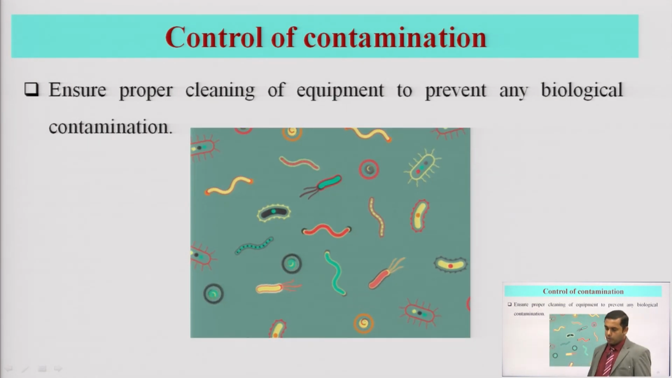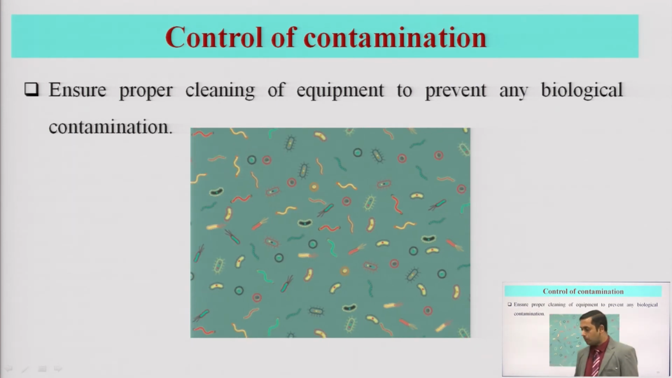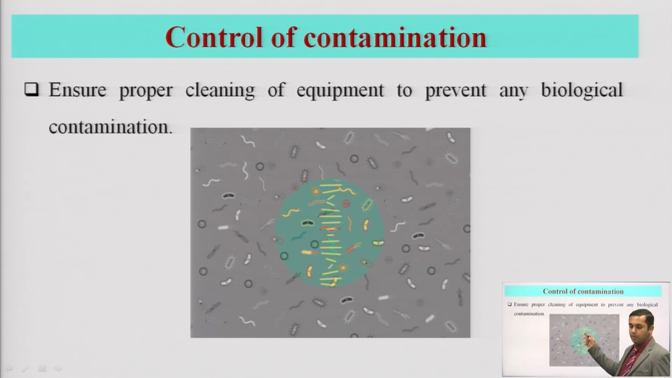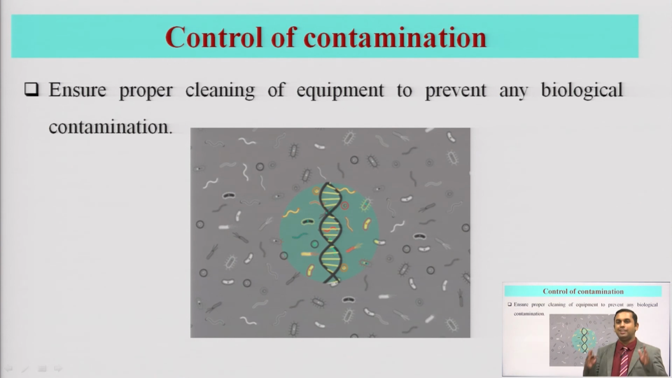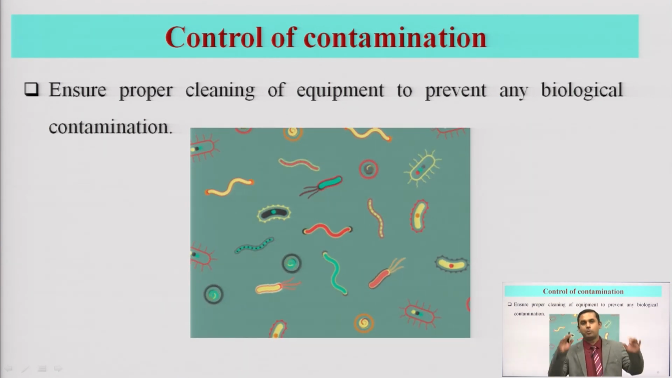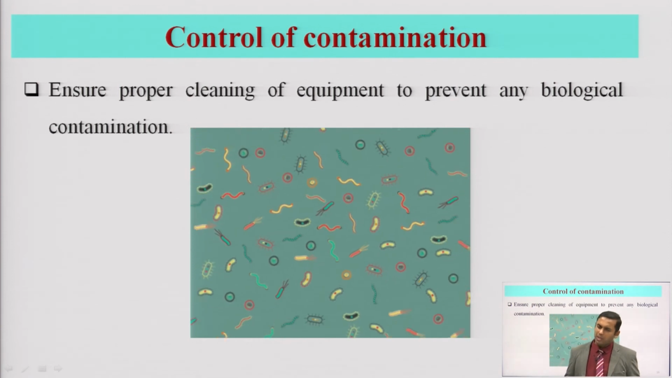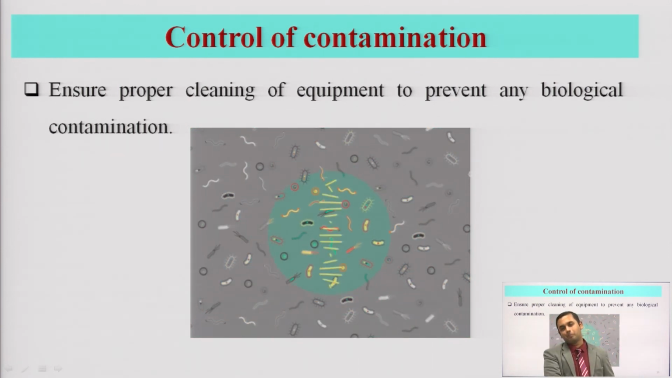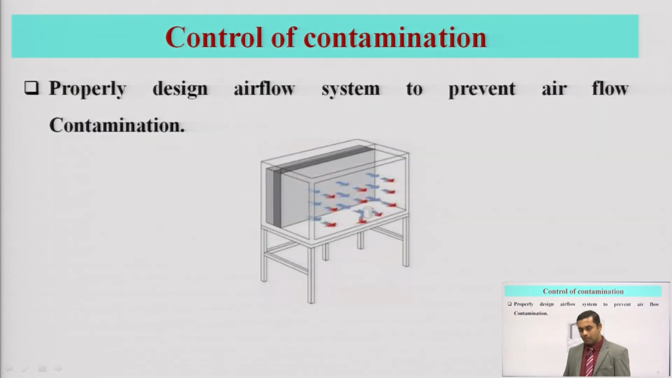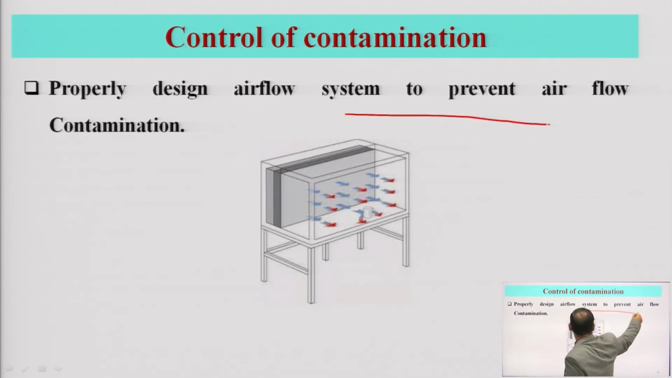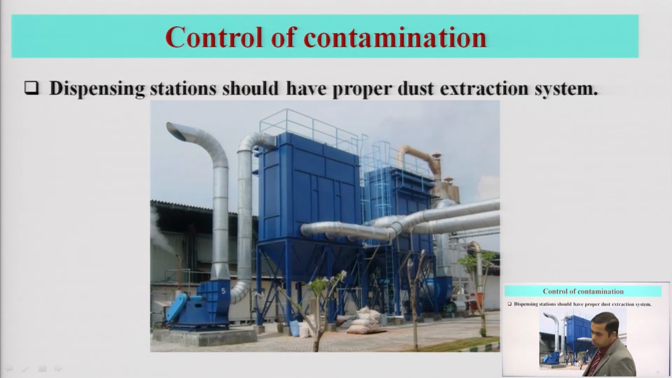And also ensure proper cleaning of equipment to prevent biological contamination. These microbes you observe in the microscope are very dangerous. They can degrade your product, they can contaminate your product, and if your product has those microbes and people consume it, what will happen? They will have diseases. So, you have to ensure all those things and properly design the airflow system to prevent airflow contamination. Also, dispensing stations should have a proper dust extraction system.